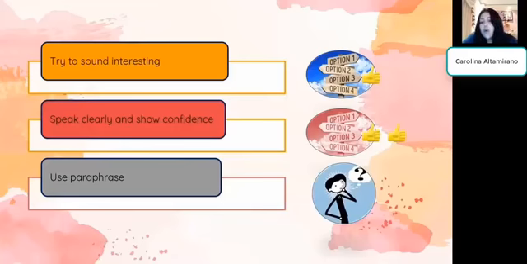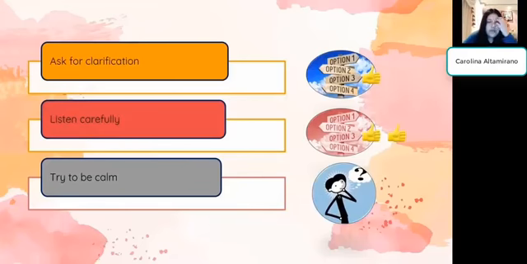If you don't know a word, use paraphrase to explain something. If you don't understand the question, ask for clarification. You have to listen carefully to the interlocutor and to your partner, and try to be calm and make a good first impression.